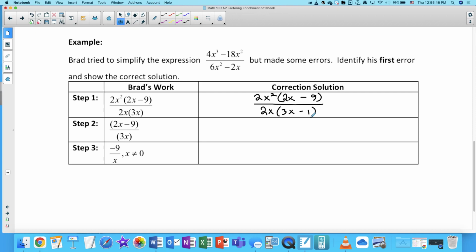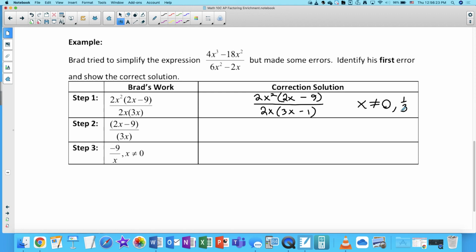Okay? And then what I can do, it looks like in their work they have listed the non-permissible values at the very end. I like to do that at the beginning, because sometimes if I cancel factors, I forget to write them in as non-permissible values. So I'm going to look at this and I'm going to say, okay, x cannot equal 0. And from here, I'd have 3x equals 1, x equals 1/3. So x cannot equal 1/3 either. Okay?